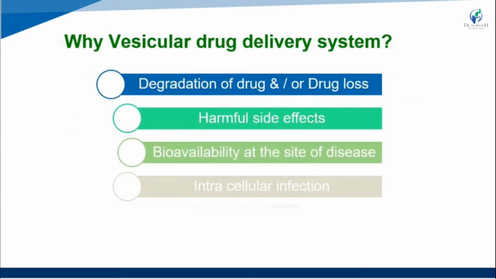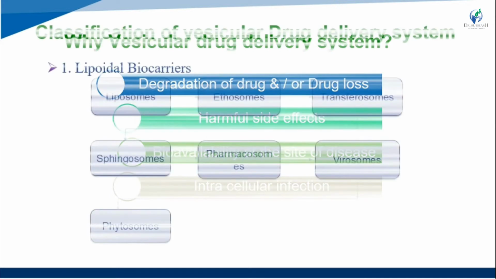Okay, then why are vesicular drug delivery systems generated? Because of degradation of the drug or drug loss, then harmful side effects, then bioavailability at the site of the disease, and then intracellular infection.